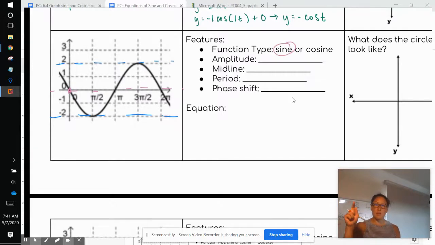Okay, does it spin going up, or is the graph going down first? So from 0, it's going down. So this is going to be a negative sine. In other words, do I go to a relative minimum first or a relative maximum?